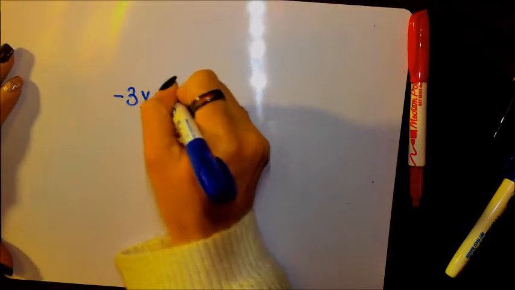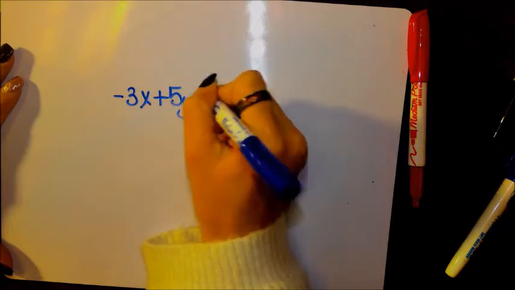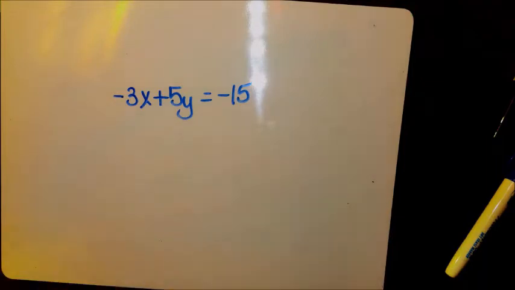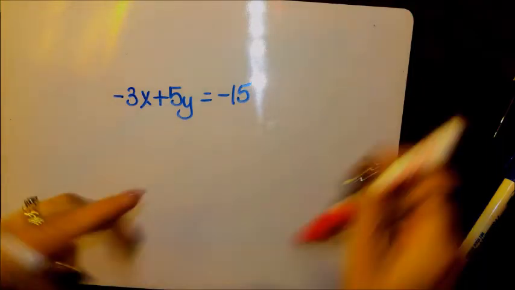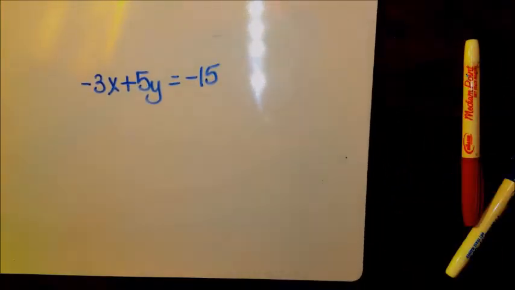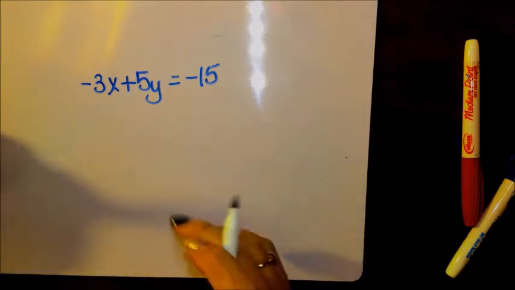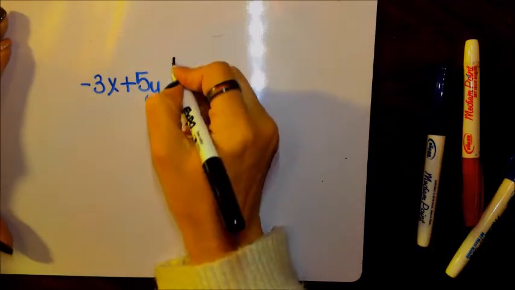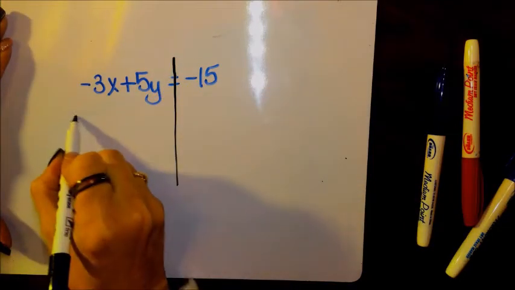All right, if I gave you -3x plus 5y equals -15. I'm just going to give you that. And I say, graph this equation. What does the graph of this look like? Well, you can't graph it just by looking. Remember, we're going to have to solve for y. So I'm going to move the x, divide the y.